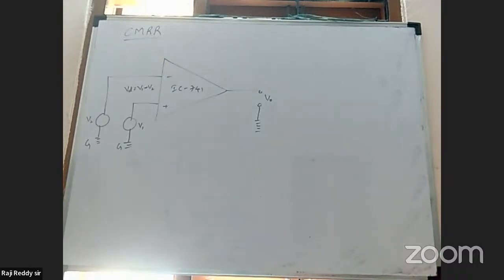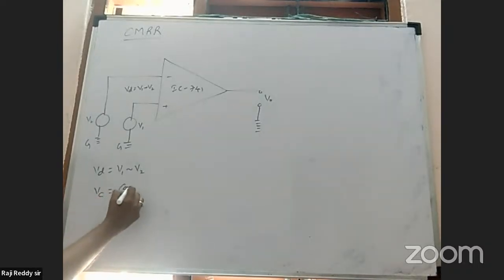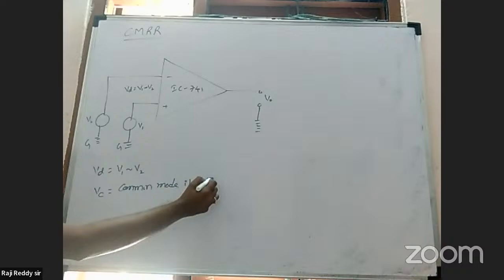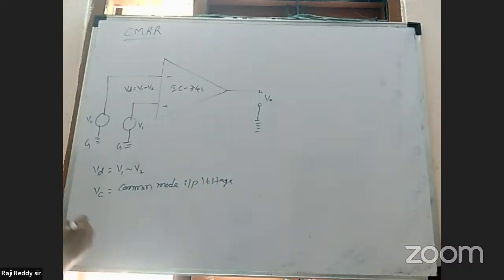Next, the common mode input voltage. VD is the difference of V1 and V2, and VC is the common mode input voltage. It can be written as VC is equal to V1 plus V2 by 2.